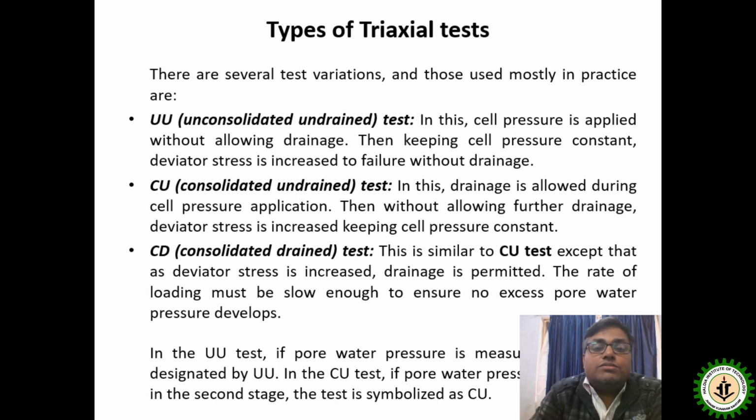Now there are three types of triaxial test depending upon the drainage conditions: UU, unconsolidated undrained test; CU, consolidated undrained; and CD, that is consolidated drained test. So depending upon the drainage condition, these classifications are being done.